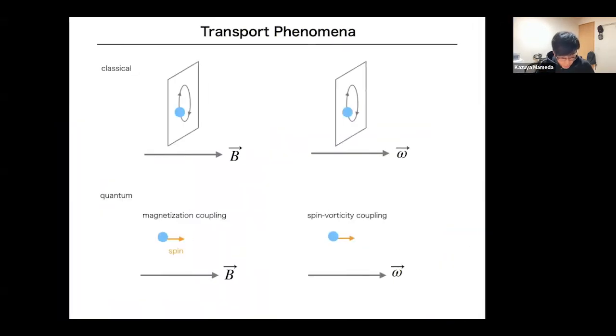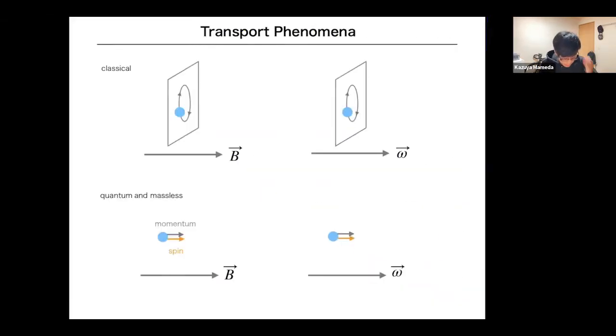However, if you go to the quantum theory, the situation should change. So first, if you put the magnetic field for charged particle, due to the magnetization coupling, the particle spin along this direction. And similarly, spin vorticity coupling aligns the spin to this direction.